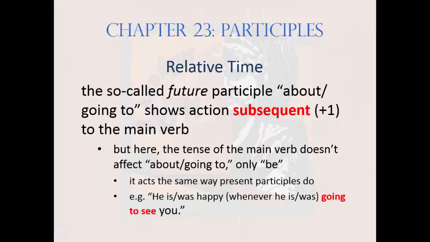Going back to our example, the going to see doesn't change. Whether you say, he is happy, going to see you, meaning he is going to see you, or he was happy, he was going to see you, only the is or was changes along with the main verb. Ugh, that's complicated. We'll go over the concept of relative time several times, so if you didn't get it right here, no fear. We'll attack it again, and again, and again.